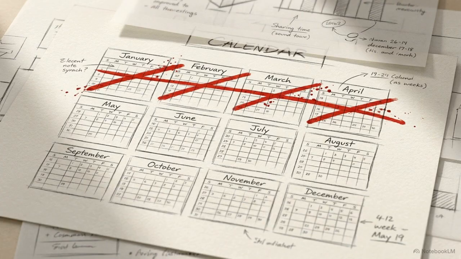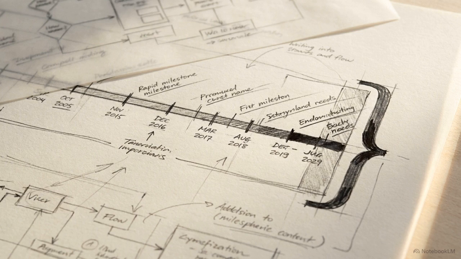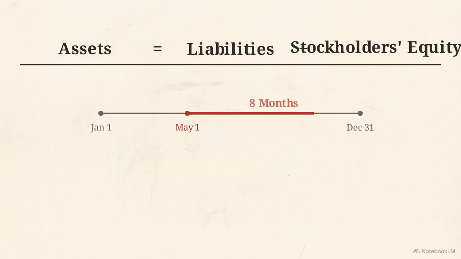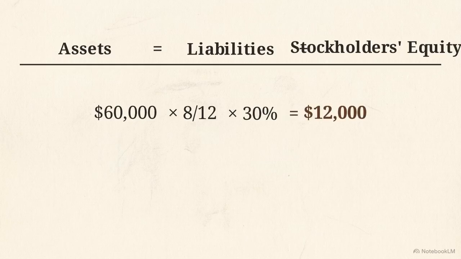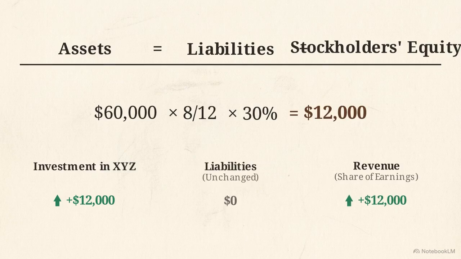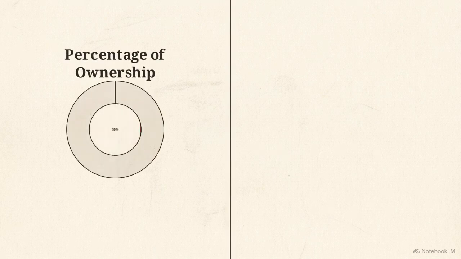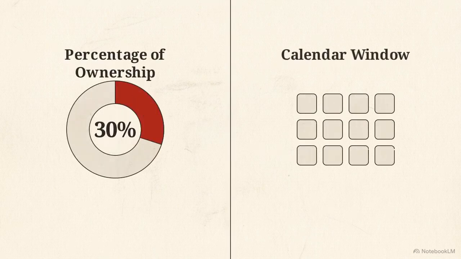However, Company P did not own the shares for the full 12 months. The proration rule states that an investor can only recognize earnings for the specific window of time the stock was held under the equity method. Purchased May 1st, Company P held influence for 8 months. We take 8/12 of the $60,000 income multiplied by the 30% stake, yielding $12,000. The investment asset increases by $12,000, perfectly balanced by a $12,000 revenue increase. Under the equity method, an investor's claim on earnings requires two specific inputs: the percentage of ownership and the precise calendar window in which that influence was actually held.